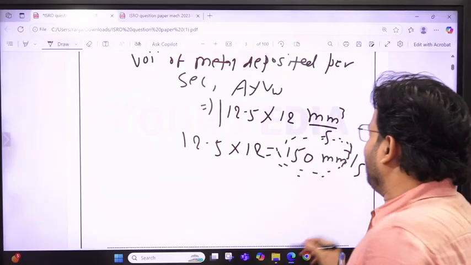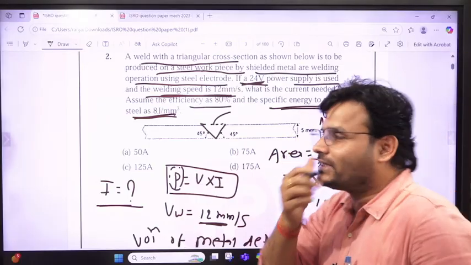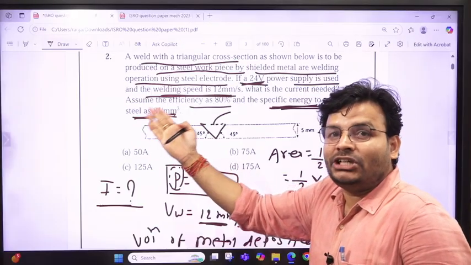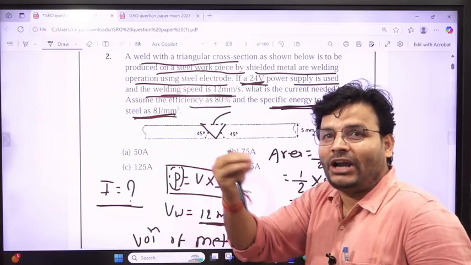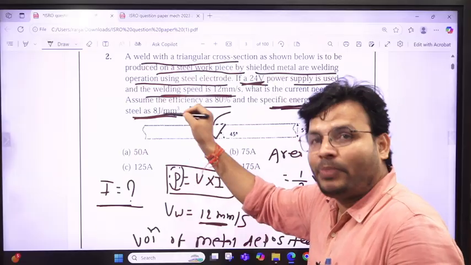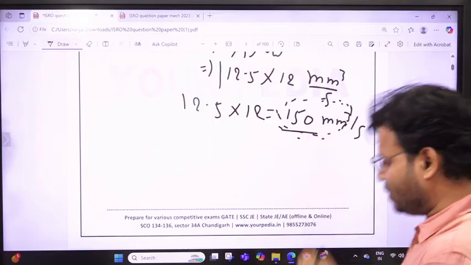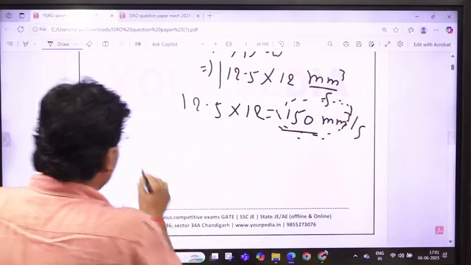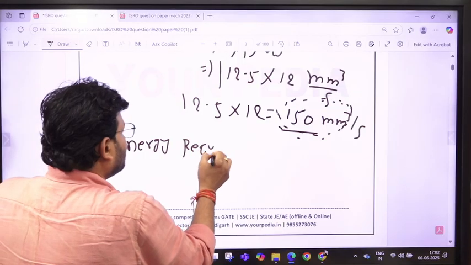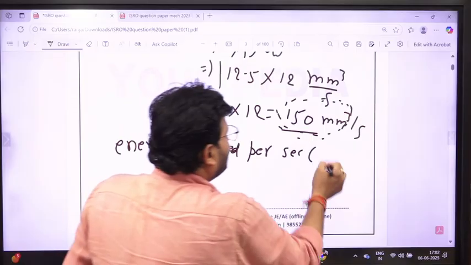So yes sir, here the specific energy is given, my dear friends. Some student may think, sir, I don't know what the specific energy is. In the option we can say the energy required to melt per unit volume is known as specific energy. So this is given as 8 joule per mm cube, and in 1 second 150 mm cube is going to be melted out. So I can ask the energy required per second. This is also known as what, my dear friends? This is also known as power.